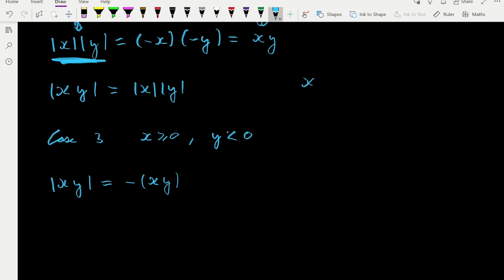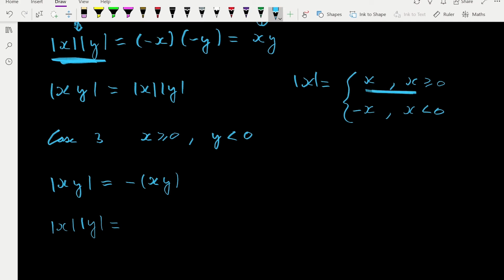Just write the definition here again in case it's hard to recall. So the absolute value of x is just going to equal x so long as x is greater than or equal to 0, and negative x if x happened to be negative. So what can we say about the absolute value of x times the absolute value of y? Well, we know x is greater than or equal to 0, so the definition tells us that we're in this case, and we should take the absolute value of x just to be x.